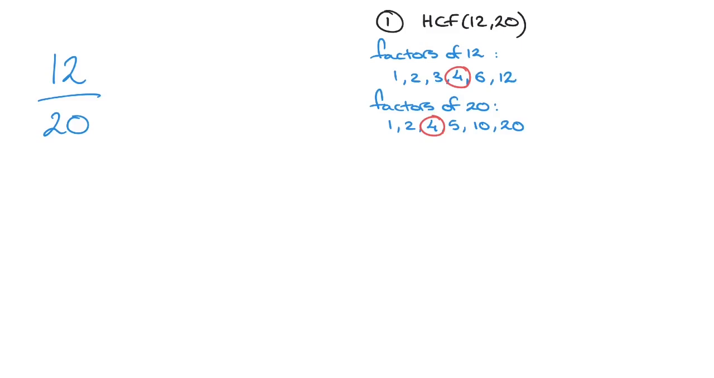And on top of that, we can go ahead and say that 12 equals 4 times 3. And we can also say that 20 equals 4 times 5. And that's our first step done.